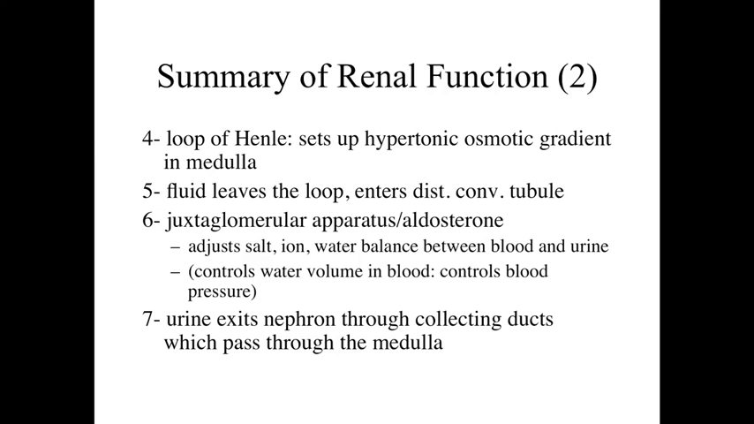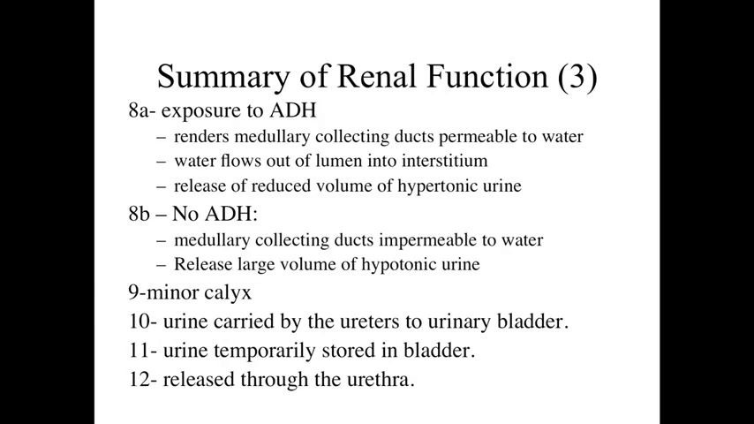As the fluid passes into the distal convoluted tubule, we're going to pass by the juxtaglomerular apparatus. And again, keep in mind that the juxtaglomerular apparatus with our juxtaglomerular cells and our macula densa cells are going to be taking a look at blood volume as well as sodium concentration within the urine, and it's going to have the overall effect of releasing factors like renin and aldosterone that adjust the salt, the ion, and the water balance within the body. The urine may be modified a little bit within the distal convoluted tubules, but ultimately is going to pass from the nephron into the collecting ducts, which are then going to pass into the medulla itself.